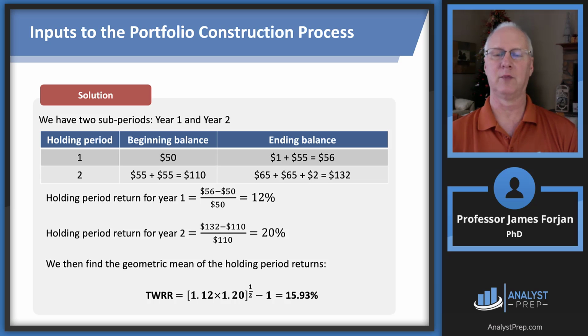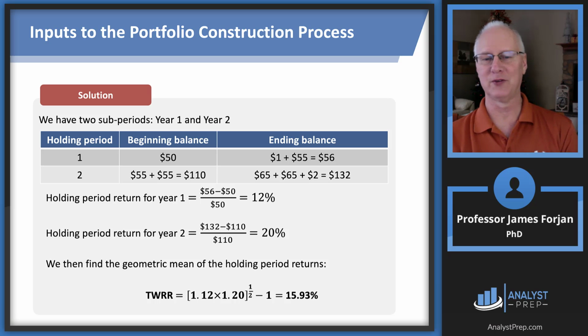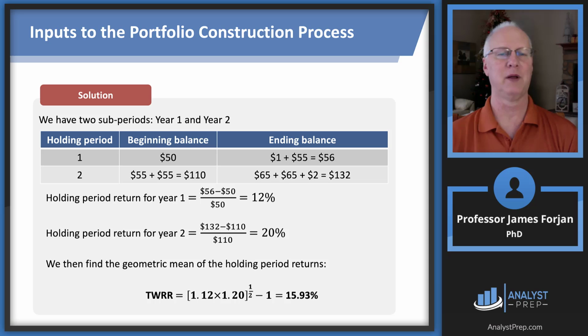So let's go ahead and compute the geometric mean. So let's add 1 to each holding period return in its decimal form, of course. So you have 1.12, multiply that by 1.20, and then, once again, I tell my students this all the time, you're tempted to divide by 2, but that ignores the compounding effects of time value of money, so you raise it to the 1 over the number of time periods. So you could do this for 100 time periods, and you'd have to raise it to 1 over 100.